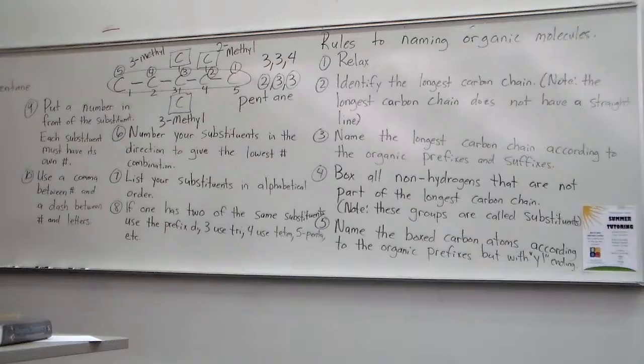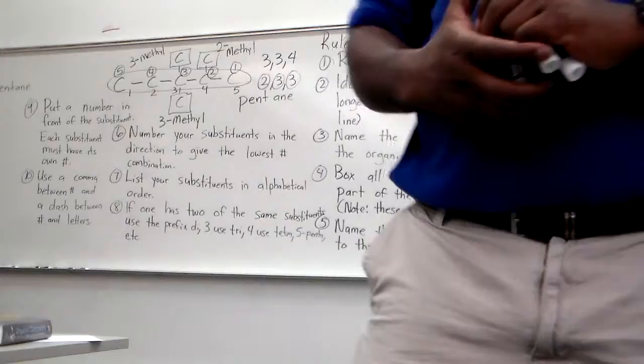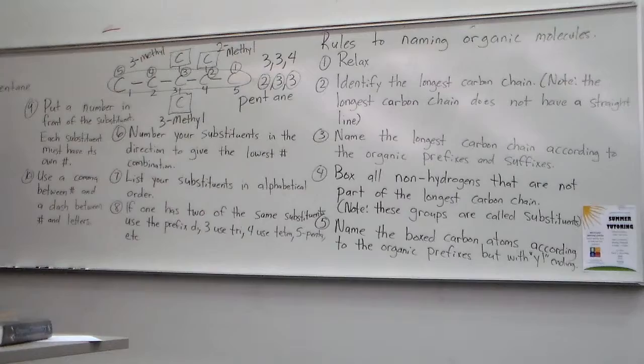And I forgot the numbers. We have 2, 3, 3. For each group, when we put the names, we're going to put a number beside each carbon atom the branch is on. We have a branch on carbon number 2, a branch on carbon number 3, and another branch on carbon number 3. Now when you're writing, you put a comma between numbers and a dash between numbers and letters.